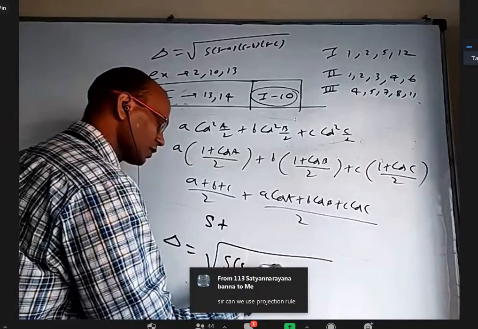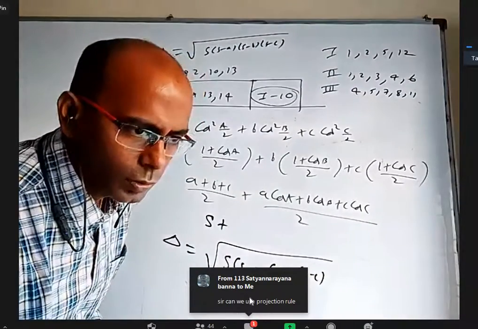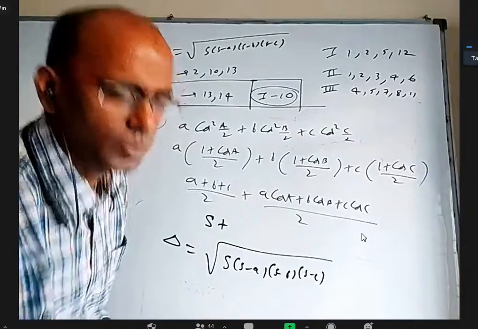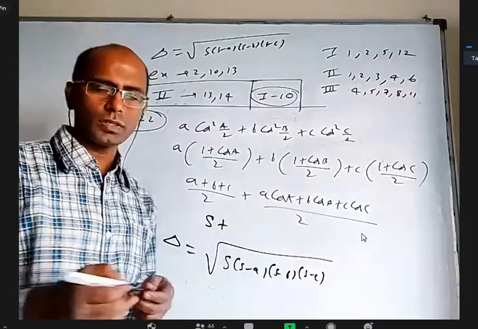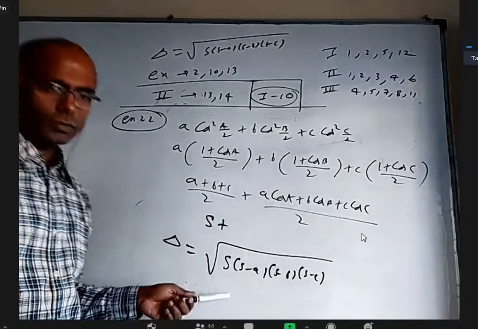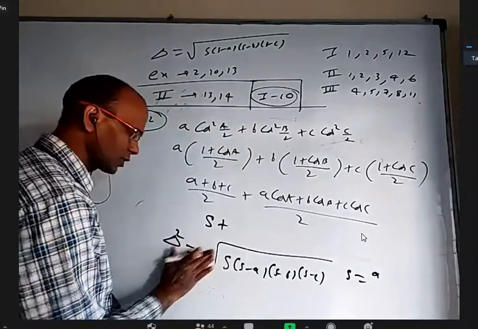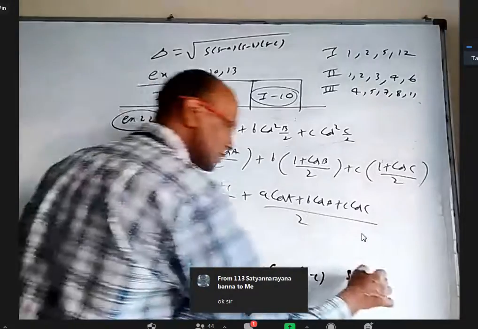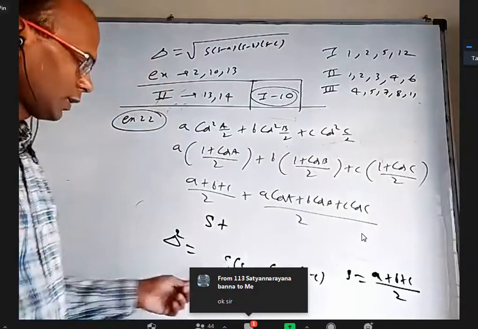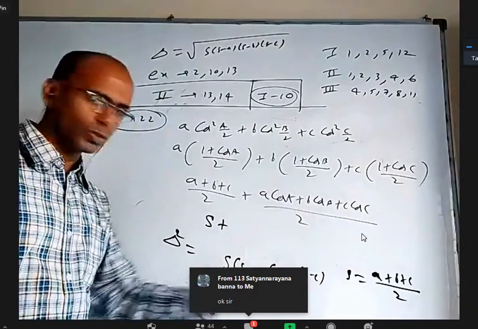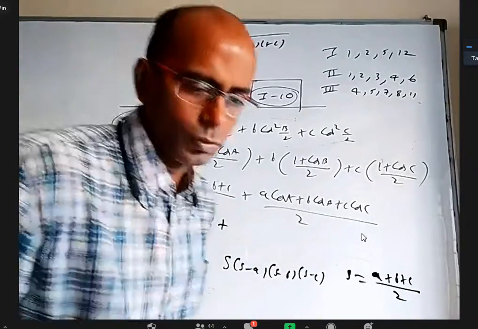S into S minus A into S minus B into S minus C. No, projection rule, where will we use the projection rule here? There is no projection rule because I should have A cos B plus B cos A. Here it is not there, right? Okay, you understand what I'm saying? In this, wherever S is there, you can take delta square, remove the square. Wherever S is there, substitute A plus B plus C by 2. Substitute everywhere and multiply 2 brackets, and then after that final expansion I want. Can you tell me? I'll be waiting.